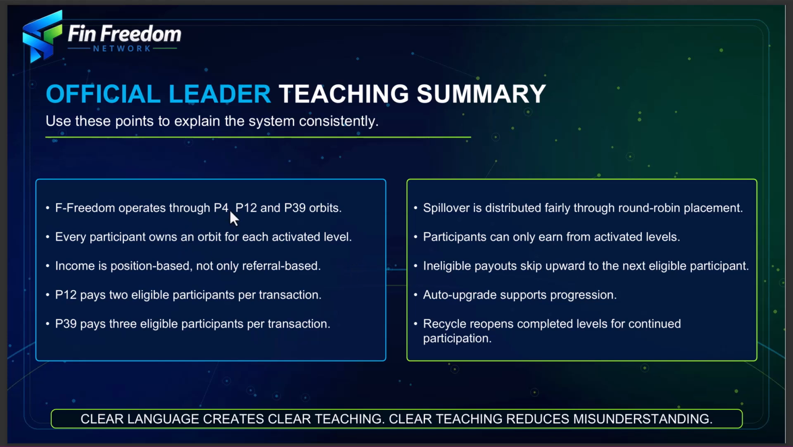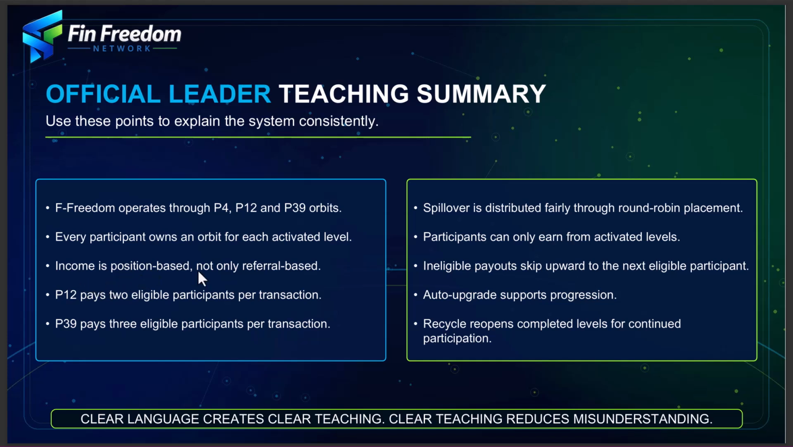Freedom operates through P4, P12, and P39 orbits. Every participant owns an orbit for each activated level. So every time you activate a level, you own that level. The in-game tokens like the Freedom Game Token, Freedom Game Token reactivation, Freedom Plus Game Token, Freedom Plus Game Token reactivation, all those tokens, you get them from activating levels. So when you activate a level, you receive those cashback tokens that will qualify you for the NFT program.